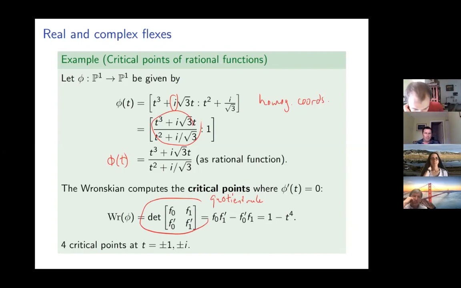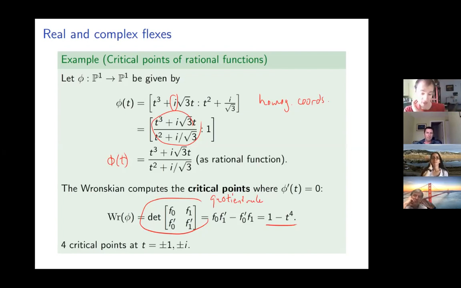And you can see that the Wronskian is 1 minus t to the 4. So that's why I picked this example, because it's a nice example. The critical points are exactly the fourth roots of unity. So plus or minus 1 and plus or minus i. Okay, so critical points of rational functions.